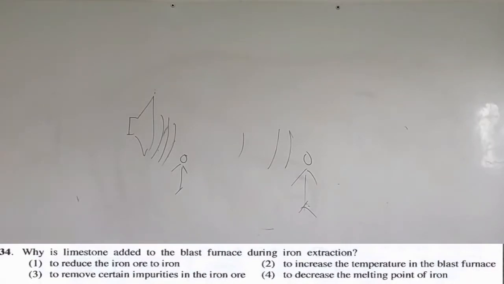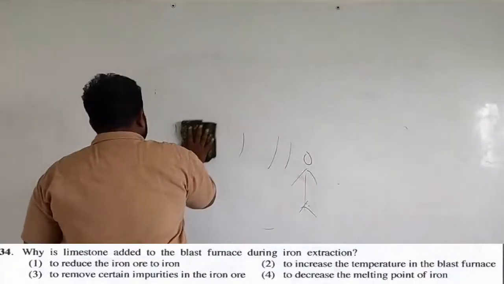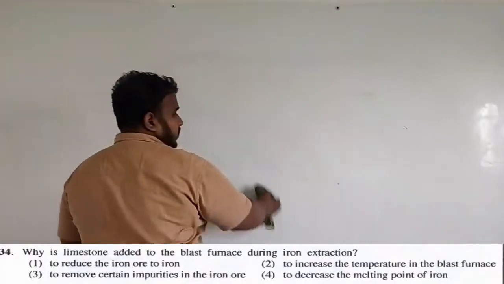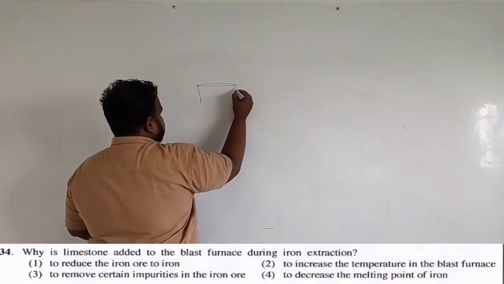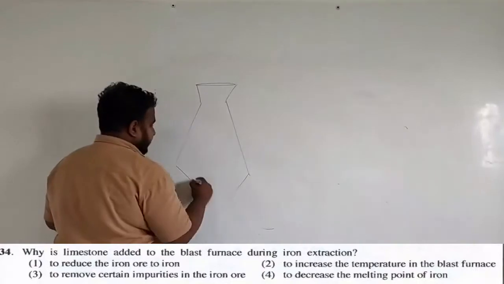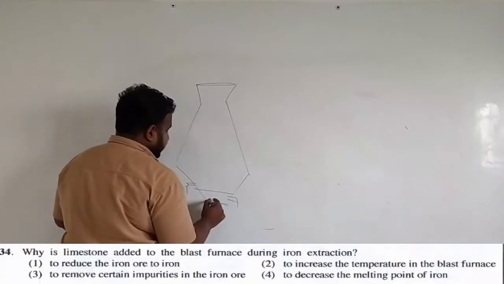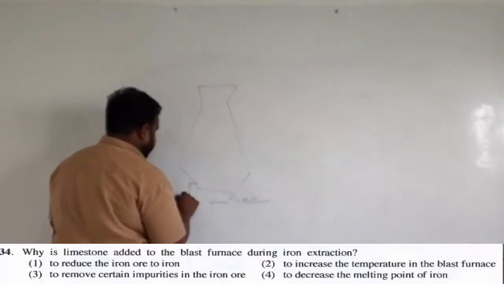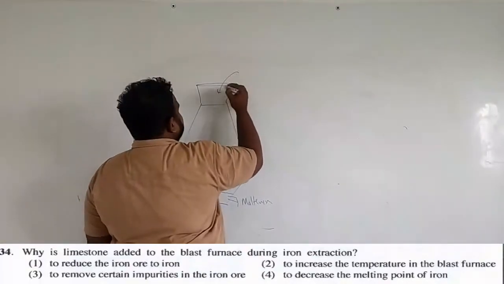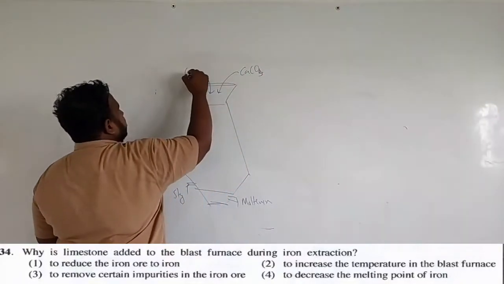34th one. Why is limestone added to the blast furnace during iron extraction? We have studied about the blast furnace and iron extraction. We add coke or coal to the blast furnace. Let me just recall the reactions happening in the blast furnace. Here the molten iron will be at the bottom, and here is going to be the slag. What we add is calcium carbonate. Okay, we add coke, right?